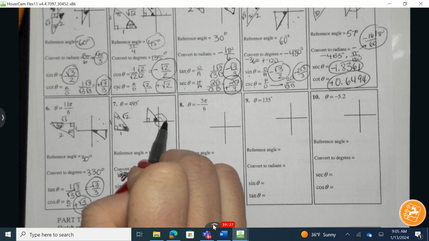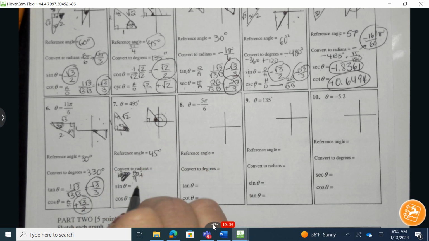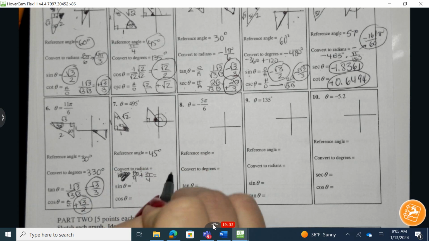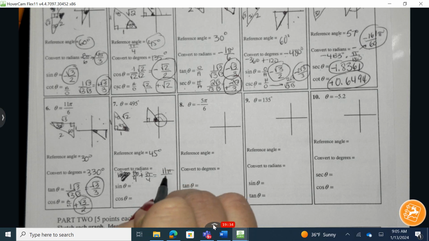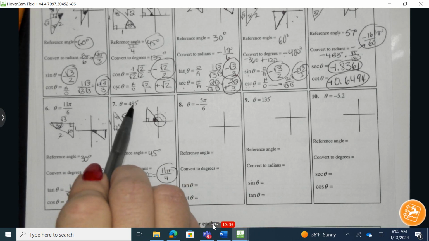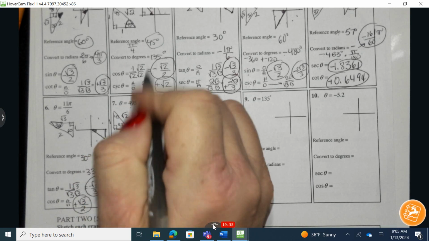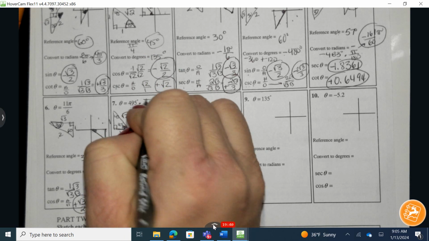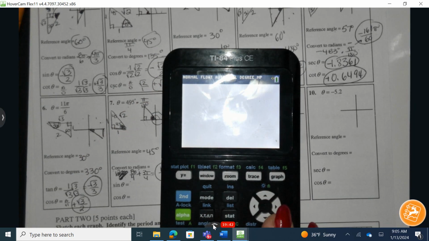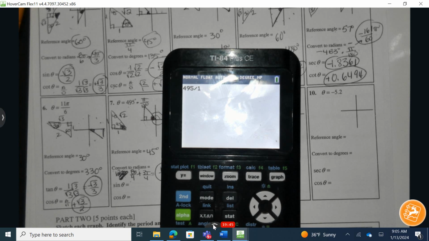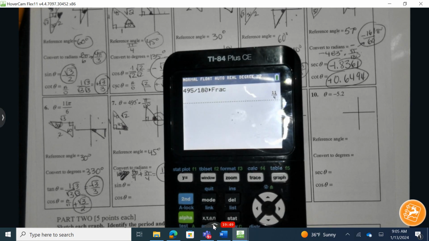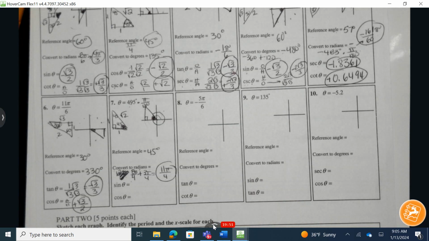Plus, I want to count 1, 2, 3. 3 pi over 4. That leaves us with 11 pi over 4. Now you also could have taken this and taken it times pi over 180. So I'll grab the calculator and demonstrate. 495 divided by 180. Hitting math fraction, enter, enter. We get the same thing, 11 over 4. Don't forget to put a pi there.